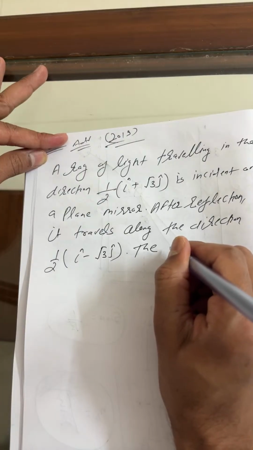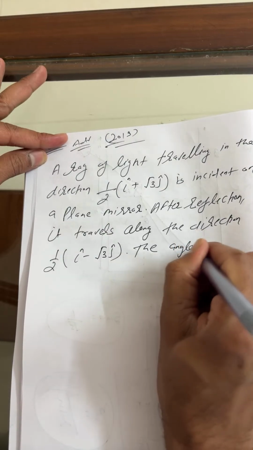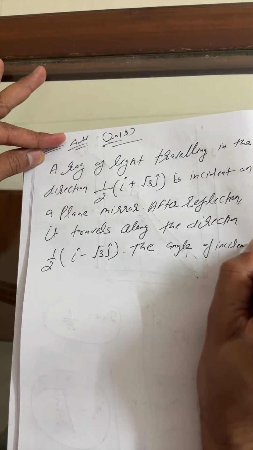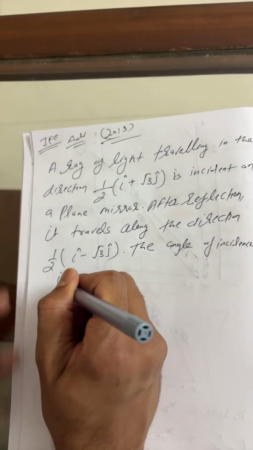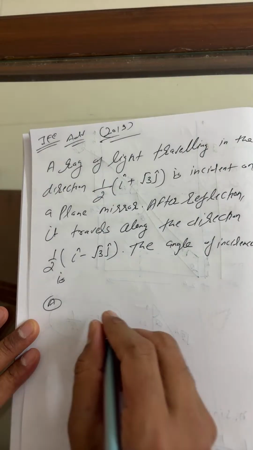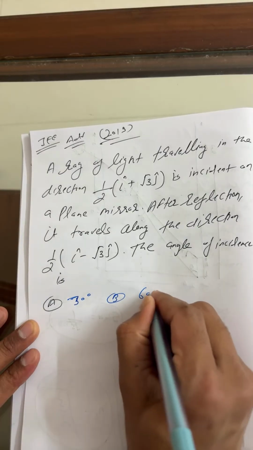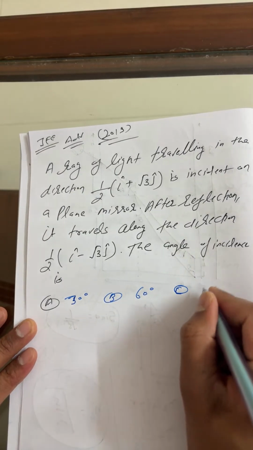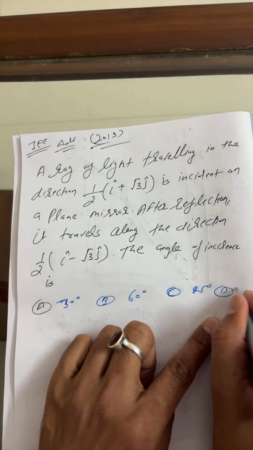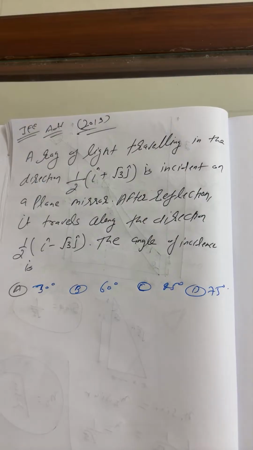The angle of incidence is? Options: first, 30 degree; 60 degree; 45 degree; and last, 75 degree. Solve this question, try once.